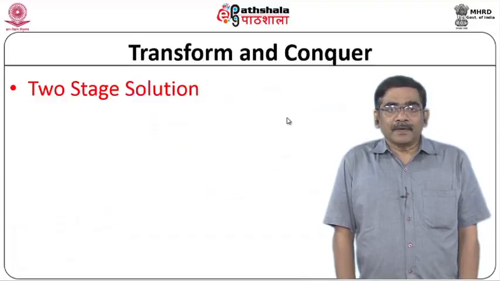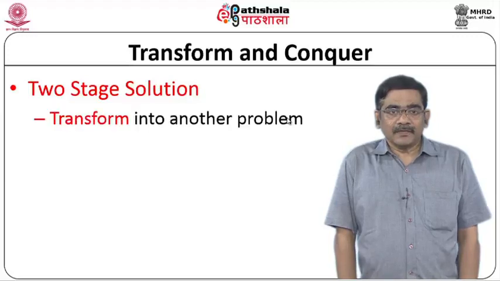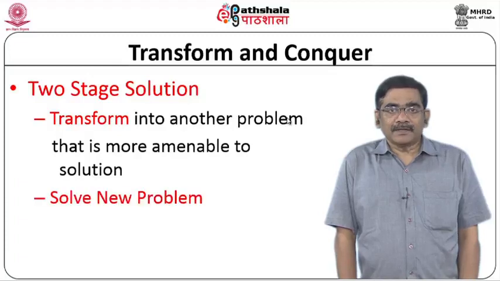So, what is transform and conquer? Transform and conquer is a two-stage procedure where we transform a problem into another problem that is more amenable to solution, and once we transform a problem into another problem, we can solve the new problem, which is in a convenient form. Once we solve the new problem, the solution can be transformed back to the solution of the original problem.